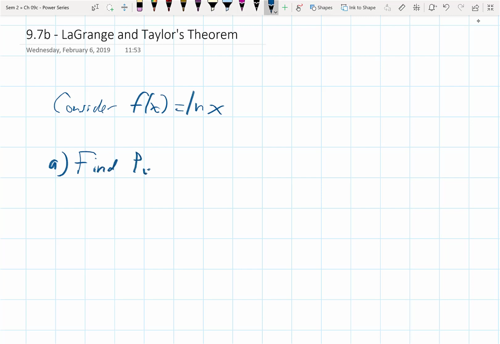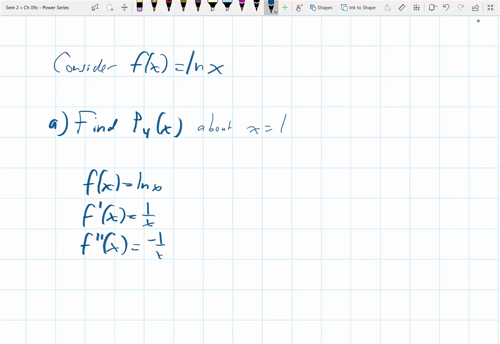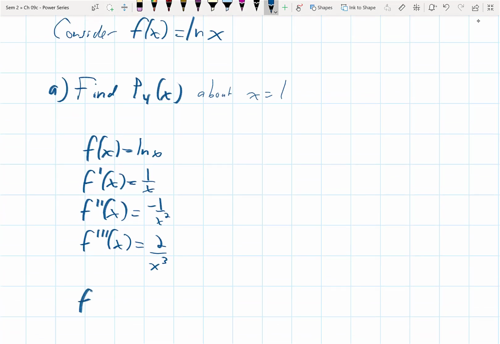So find p sub 4 of x about x equals 1 for f of x is equal to ln of x. So let's just start and review the process. I know f of x is ln of x, and let's do some successive derivatives. f prime of x is equal to 1 over x. f double prime of x is equal to negative 1 over x squared. f triple prime of x is equal to 2 over x to the third. And I know that f quadruple prime of x is equal to 2x to the negative third, so this would be negative 6 over x to the fourth.